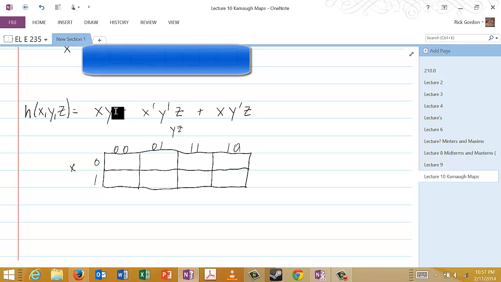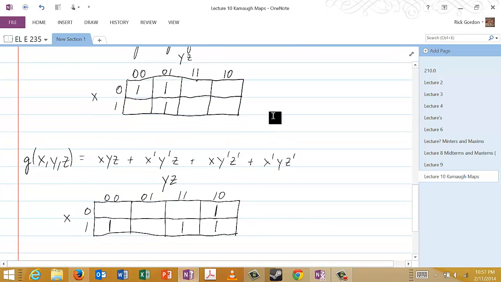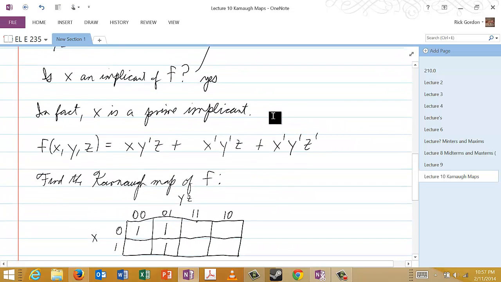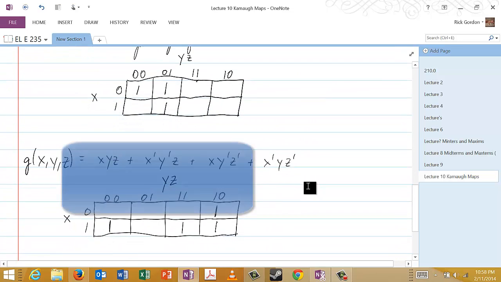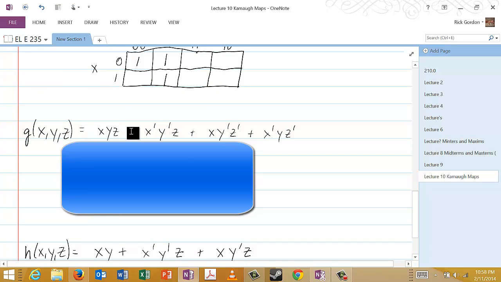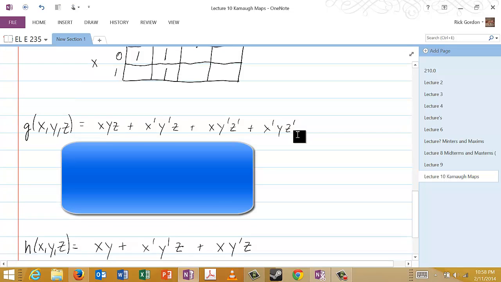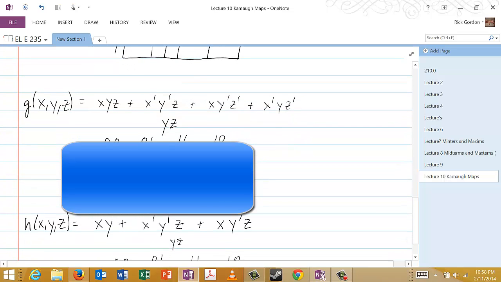Well, let's look at our previous problems. In the examples we've looked at so far, this is a minterm expansion for f. And each one of these minterms corresponded to exactly 1 one in the Karnaugh map. So since we had 3 minterms, we had 3 ones. Likewise here, this is a minterm expansion of g. We have 4 minterms in this expansion, and there are 4 ones in the Karnaugh map.